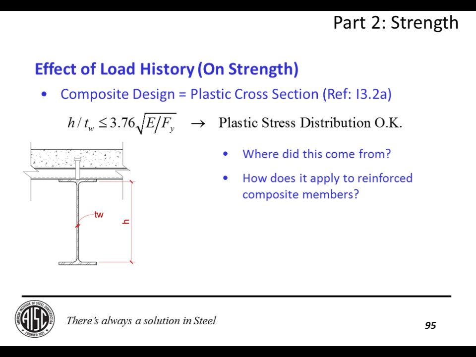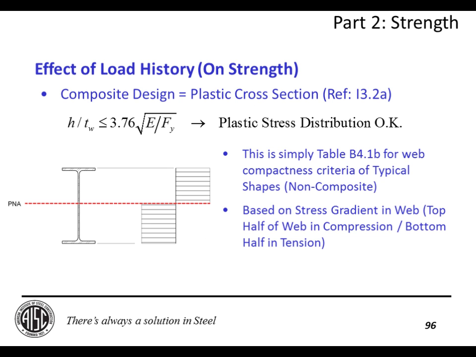So the answer to where it came from is pretty easy. It came from the table in the AISC specification for non-composite members. It's the exact same limit as you have for a non-composite member. And that was based on a stress gradient where half of the web is in compression and half of the web is in tension, as shown here. So as you know, the local buckling effect is a compression-only effect. If something's in tension, it's not going to buckle locally. So the bottom line here is, as long as less than half of your web is in compression, this is a conservative limit for a composite beam.